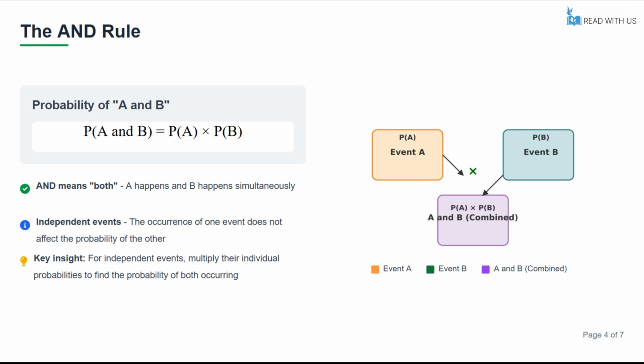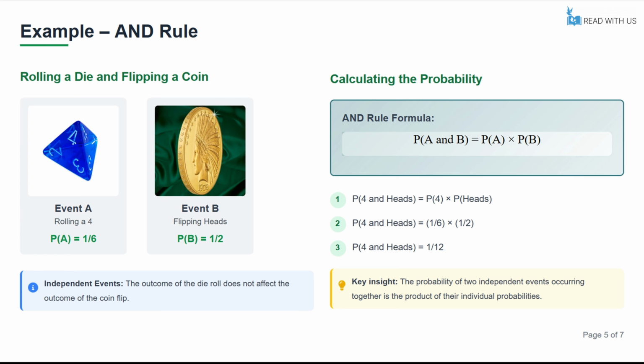Now let's look at the AND rule. The AND rule is used when we want to find the probability that 2 events happen together. The formula is P of A and B equals P of A multiplied by P of B, but only if the events are independent. For example, if we roll a die and flip a coin, P of rolling a 4 and getting heads equals 1 over 6, multiplied by 1 over 2 equals 1 over 12.